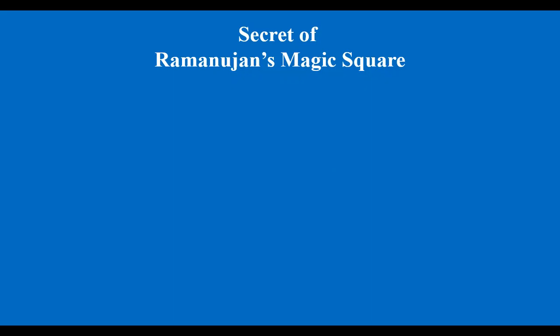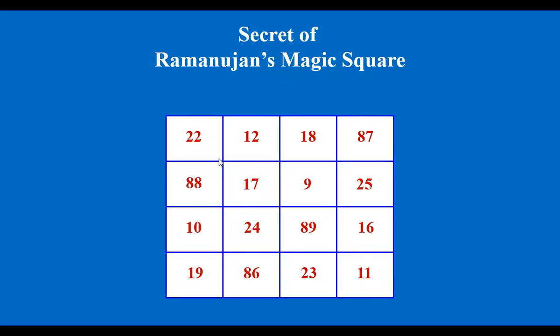I'm going to present the secret of Ramanujan's magic square. We all know the mathematical genius Srinivasa Ramanujan. This square is developed basing on the birth date of Srinivasa Ramanujan, that is 22nd December 1887. Let us see what it is and what the secret is.